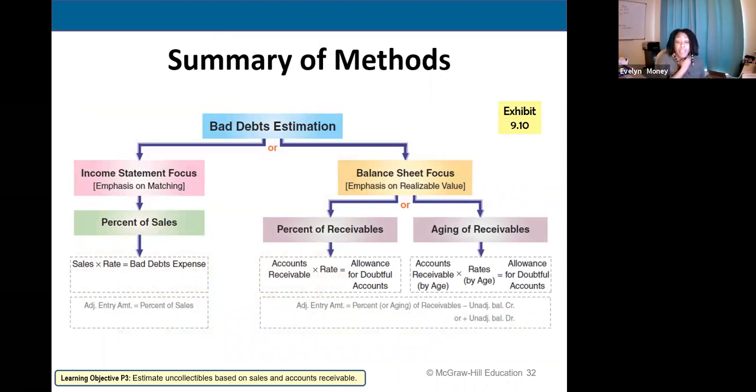So in looking at my methods of estimating bad debt, all of this applies to the allowance method. Direct write-off method is easy. As soon as I know I need to write it off, I just go ahead and write it off. For the allowance method, I have to estimate bad debt. So I have to determine which estimation method I'm using, whether it's a percentage of sales that has an income statement focus, so it's focused on matching, or whether it's a percentage of receivables or an aging of receivables that has a balance sheet focus, where I'm focused on the ending balance of AFDA or the net realizable value.